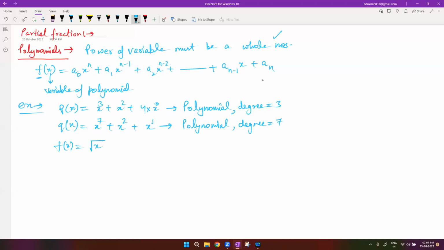Now, if I write root x plus 1 by x plus x cubed, this is not a polynomial. Why? Because if you change root into the power, then this becomes x to the power half. And half is certainly not a whole number. And again, this term is also violating. This is nothing but x to the power minus 1. So in one term, the power is half, and in the other term, the power is minus 1. That is why this is not a polynomial. Just give me a minute.